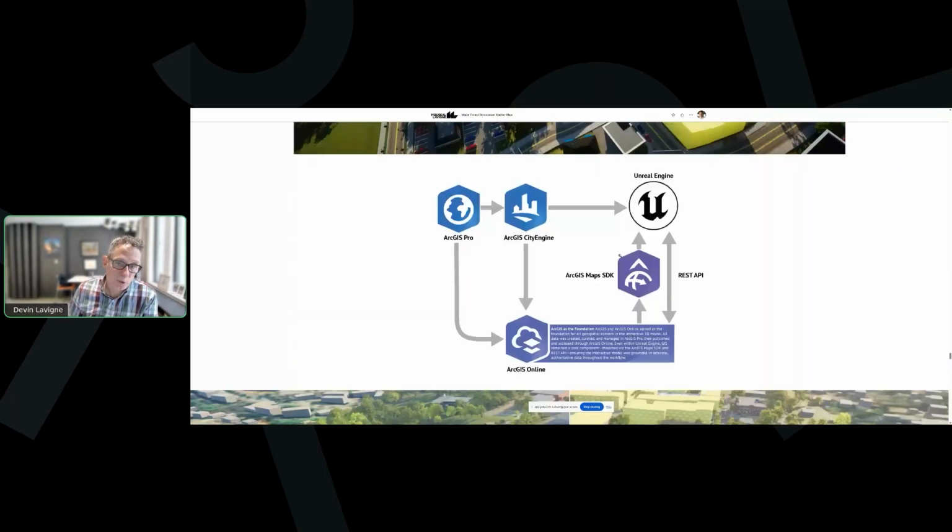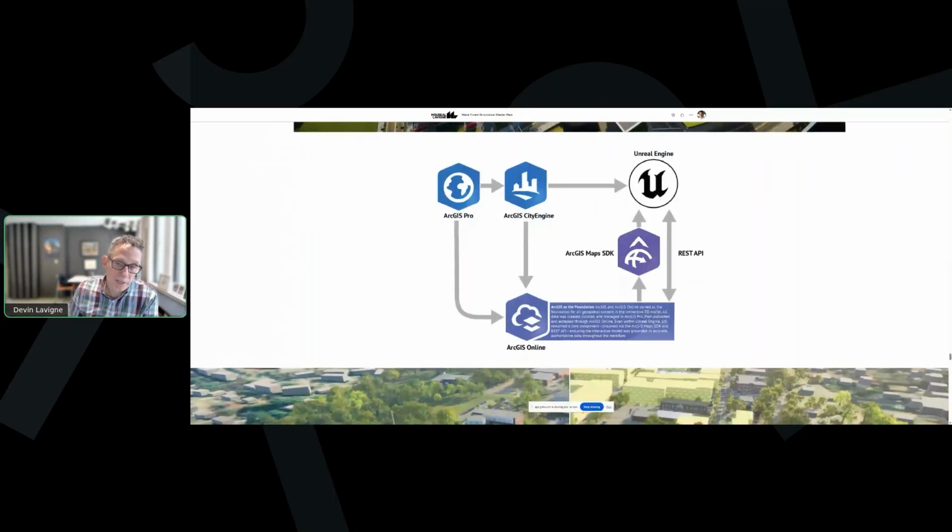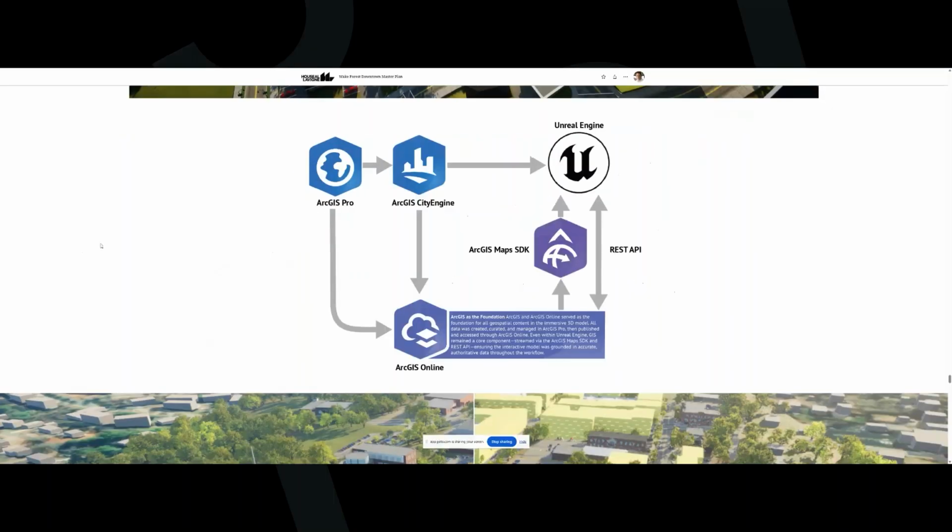So that kind of process, and ArcGIS Online serves as a hub for a lot of this. All of the base maps and everything from Pro get published into Online. We also publish some of the scene layer packages to Online. So we're using ArcGIS as our foundation.